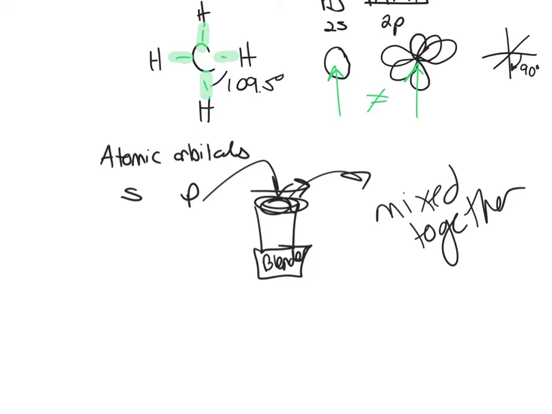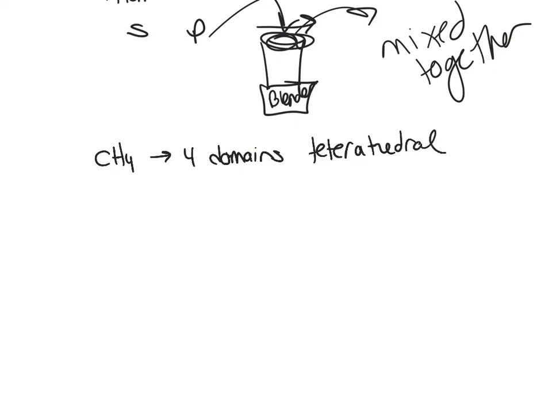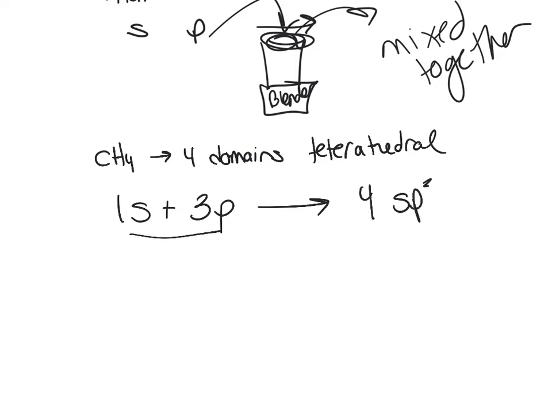So here's the theory. The theory is that for CH4, for example, CH4 has 4 domains, right? It's tetrahedral electron domain geometry. I'm sorry that I spelled that wrong, but that's okay. So what we think it does is we think it takes 1 s orbital and 3 p orbitals, and it puts them in that atomic blender. And we have 4 atomic orbitals total. I'm going to get 4 hybrid orbitals out, 4 sp3, right? 1 s and 3 p.